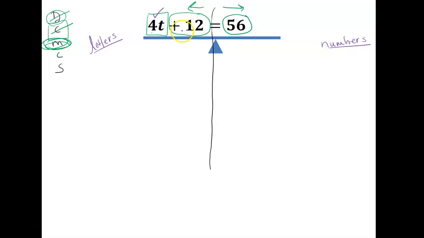So this 12 needs to move. We've got to move him. He needs to go to the other side. Okay, so let's move him. It's a plus, so we're going to do the opposite of that, which is minus. We're going to do a minus 12.